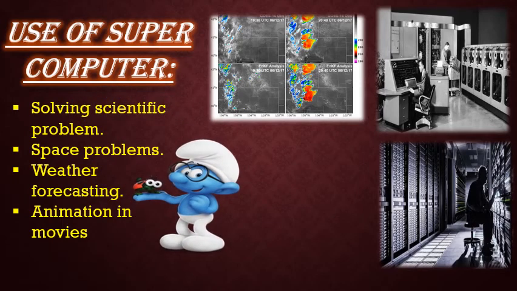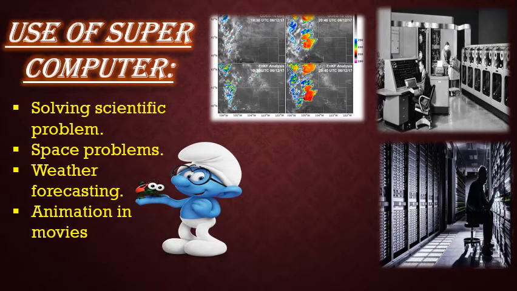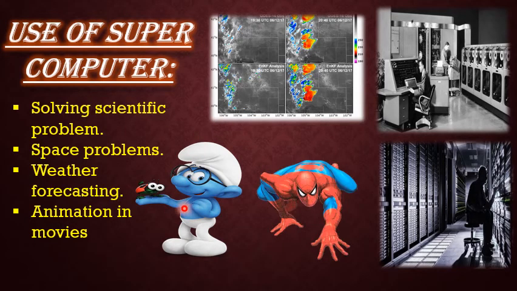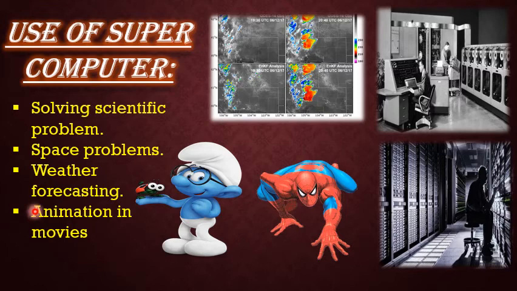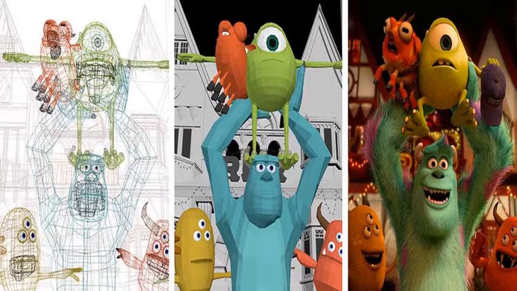Apart from this, you must have seen cartoon characters or movie characters like Spider-Man or Smurf. You know that these characters do not exist, but still they appear in front of us as if they are so real. They are not real, but they seem to be real. So the last point is animation in movies. These are basically animated cartoons or characters or movies. These animations are done by the supercomputer. Animation in movies is not a simple task at all. So supercomputers are designed for the purpose of giving animation to any movie.